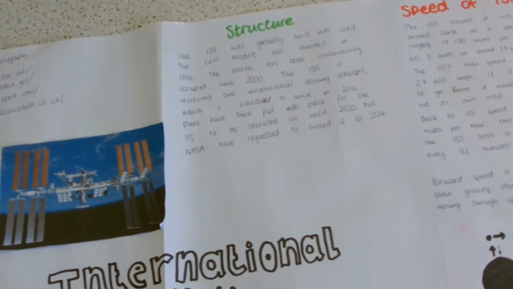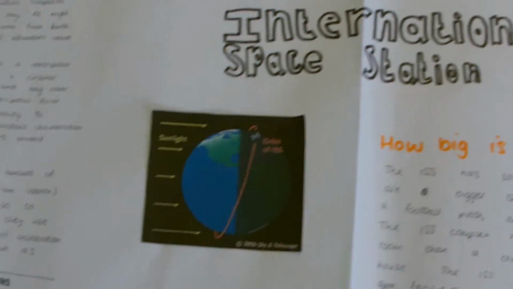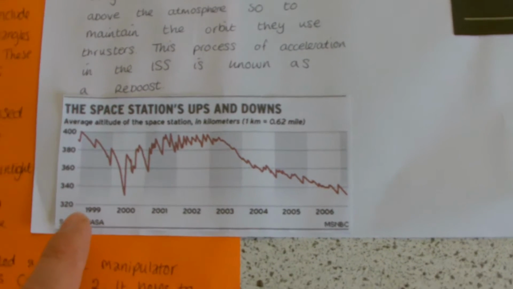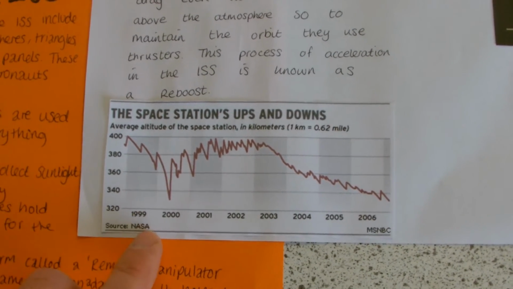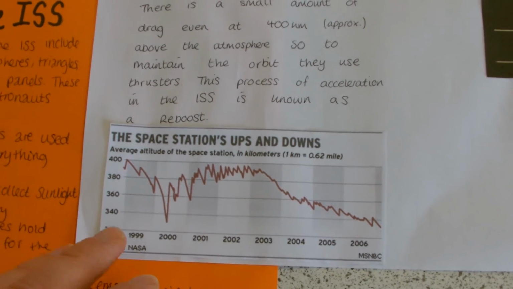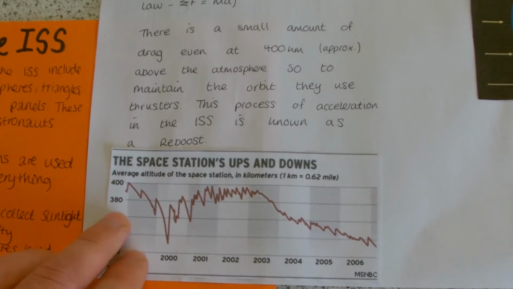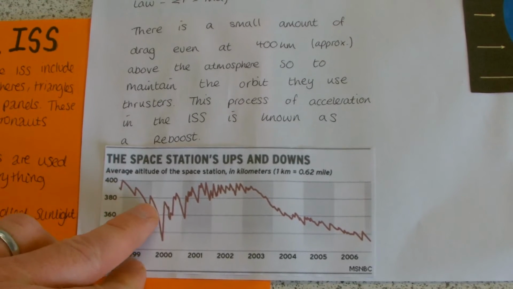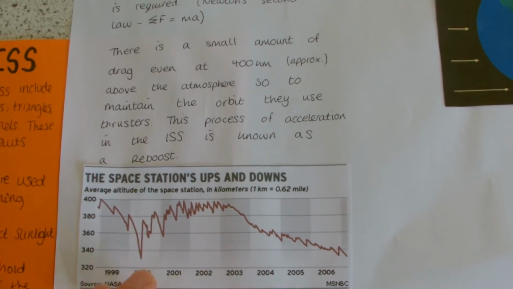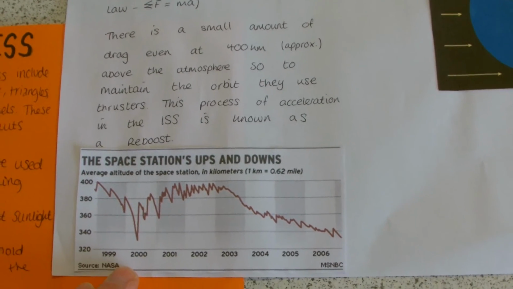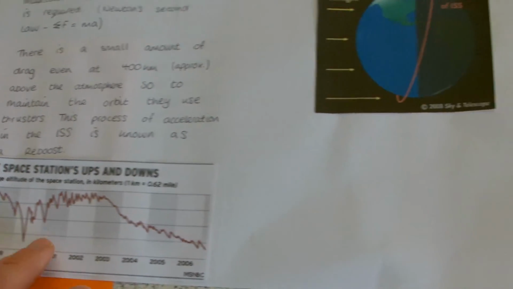And here, the ISS, this is the bit I really like here. The space station's ups and downs, because for all things orbiting Earth, they need to be at a certain height and a certain speed to maintain that orbit. So you can see over the years they've been changing the height of the ISS's orbit depending on how quickly they want it to go around the Earth. So that's some really interesting detail.